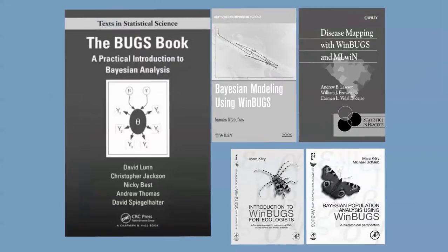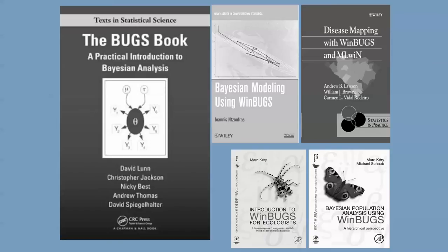And if you want to learn more about how to use BUGS or WinBUGS or OpenBUGS or JAGS, there are a couple of books that could help you. The first one is the BUGS book. It's written by the authors that actually wrote BUGS in the first place. And this is a new one, and there are some other books. For example, the book Bayesian Modeling Using WinBUGS is a good one, and then there are very topic specific books.